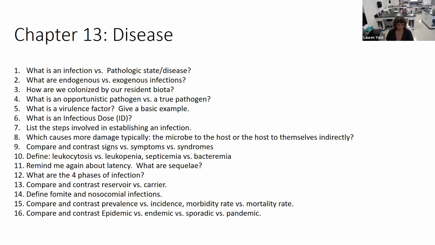Part 8. Which causes more damage, typically the microbe to the host or the host to themselves indirectly? The truth of the matter is it's usually the host to themselves. And why would you cause damage to your own self? Well, you're trying to cause damage to the microbes, but your immune response is causing damage to your own cells in the meantime, because you're just like, I don't even care. Let's just get this sucker out of here. We're just going to do what we can to kill it.